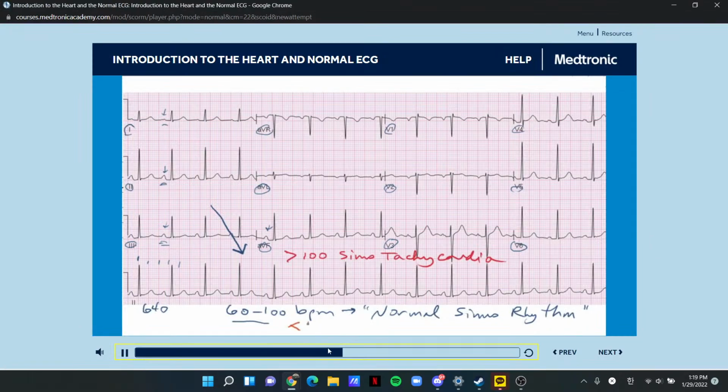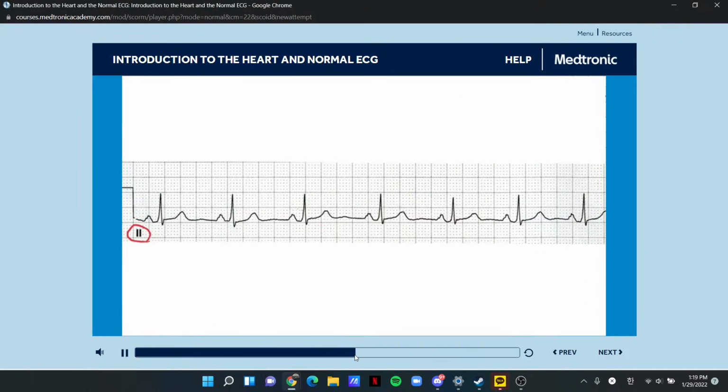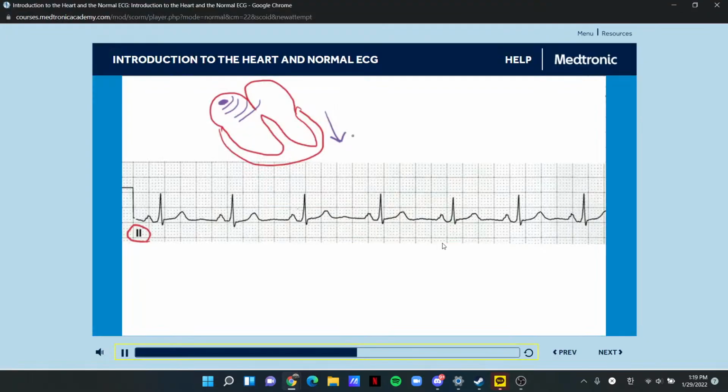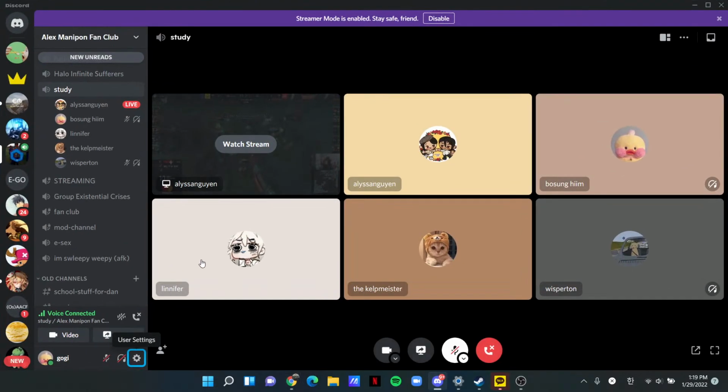And rates below 60 are bradycardia, pulling in the proper direction. The P wave is positive in lead 2 because the signals are traveling towards the left leg. Indeed, these P waves are positive, and scanning across it looks quite regular.